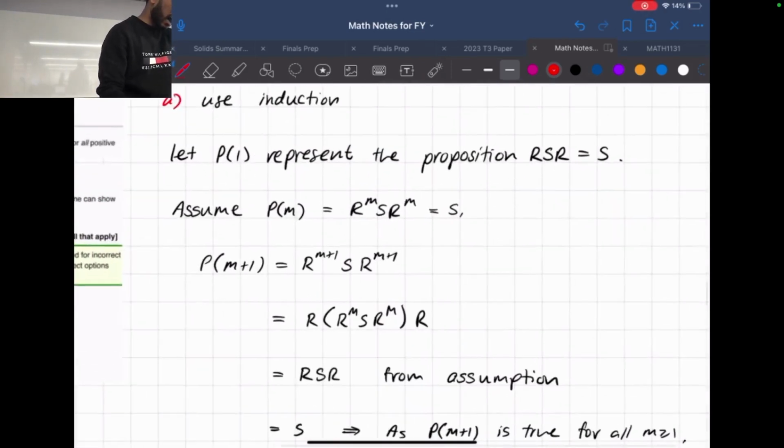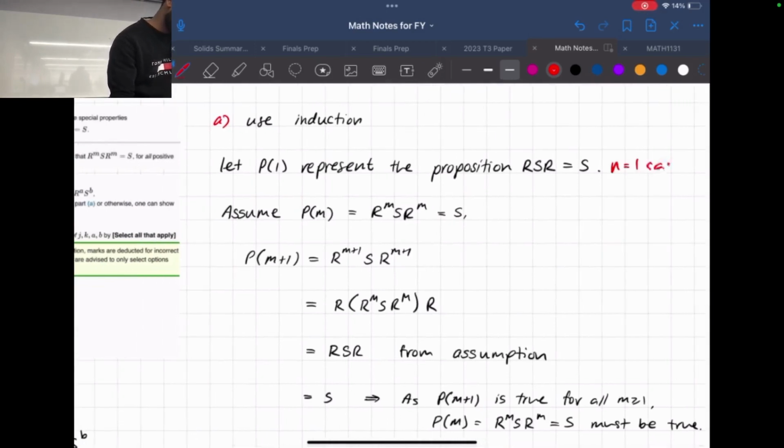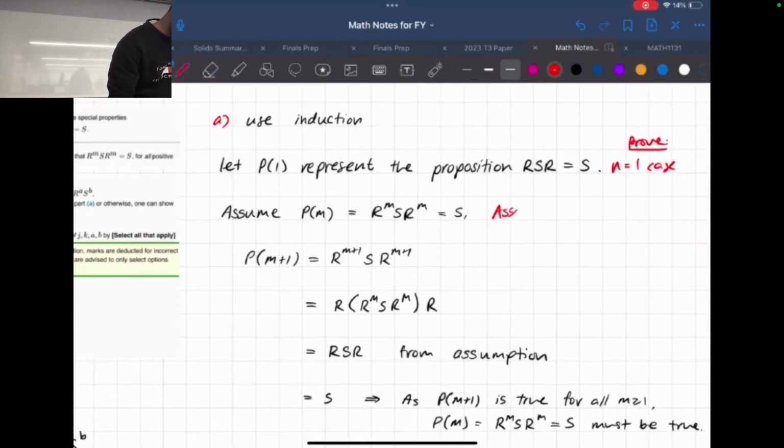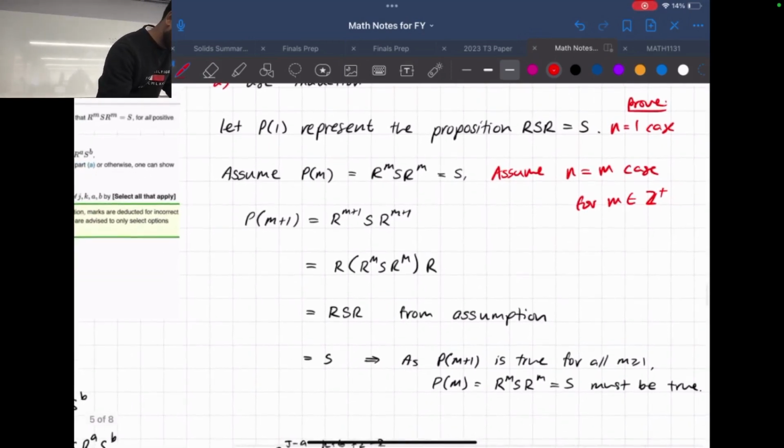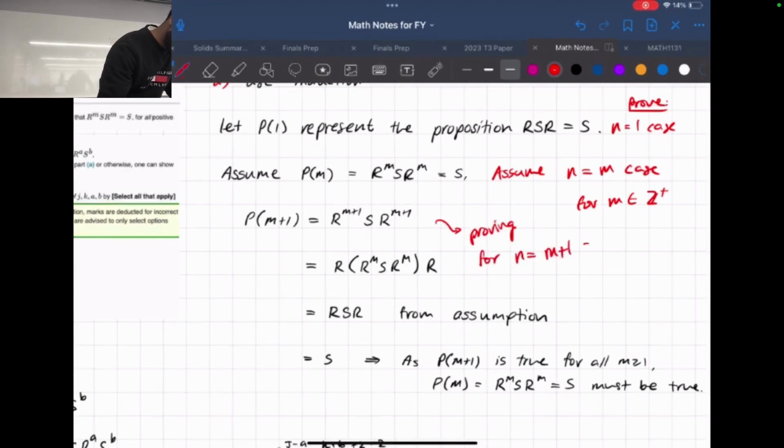Induction, right? So we have the n equals 1 case. Then we assume the n equals m case. That symbol over there is positive integers. My tutor's notes are here. And then we're proving the next case.